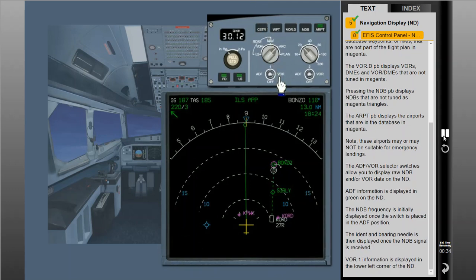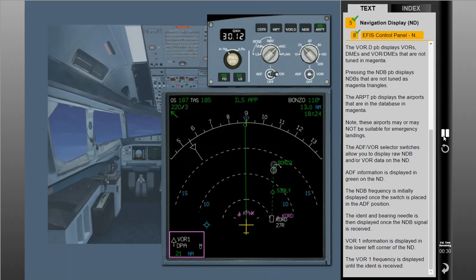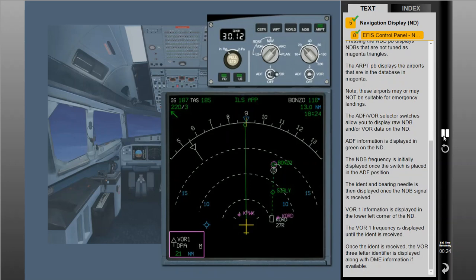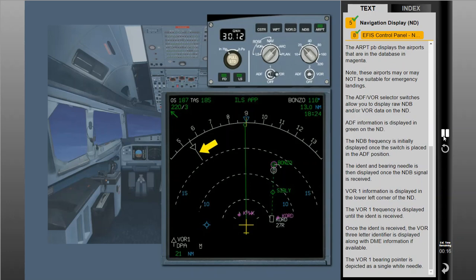VOR1 information is displayed in the lower left corner of the ND. The VOR1 frequency is displayed until the ident is received. Once the ident is received, the VOR three-letter identifier is displayed along with DME information if available. The VOR1 bearing pointer is depicted as a single white needle.